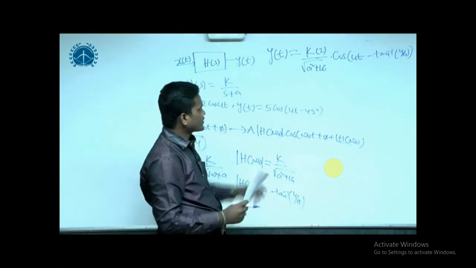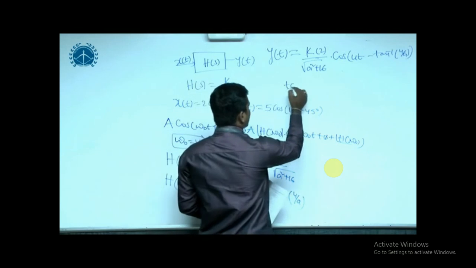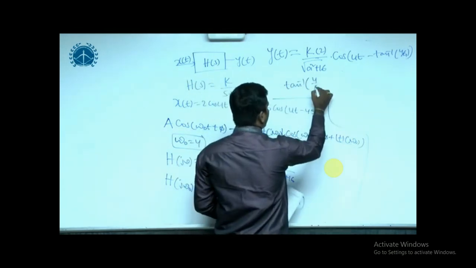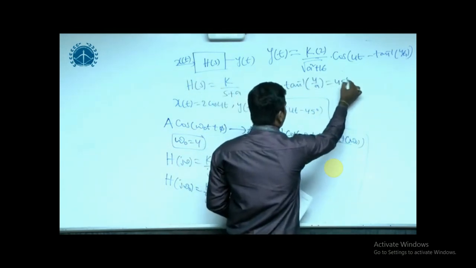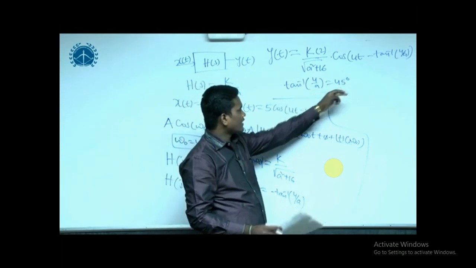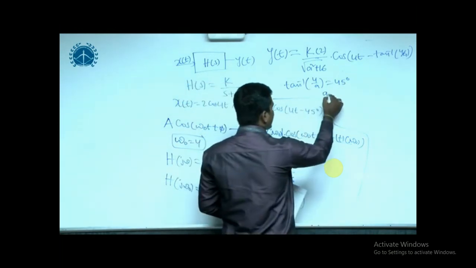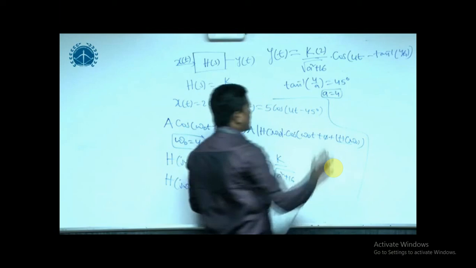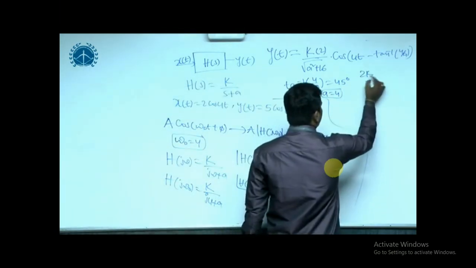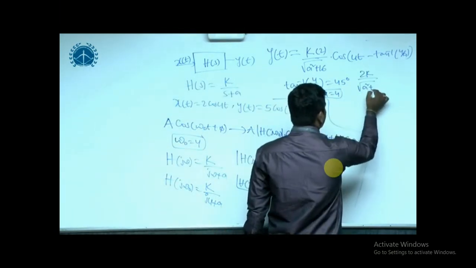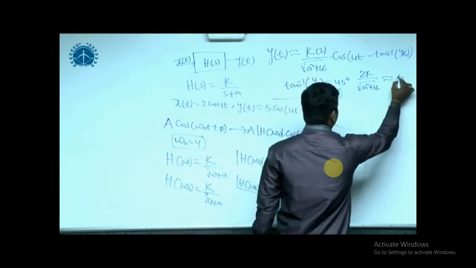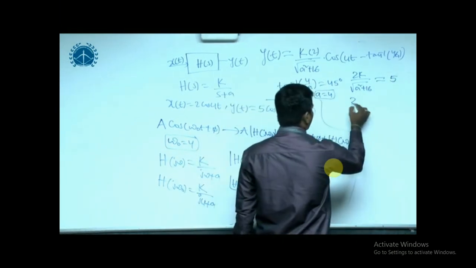Compare these two. If I compare the angle, tan inverse of 4 by a equals 45 degrees, then 4 by a equals tan 45. Tan 45 is 1, so a equals 4. Now compare the magnitudes: 2k by square root of a square plus 16 equals 5, which is the given magnitude. Already a equals 4.